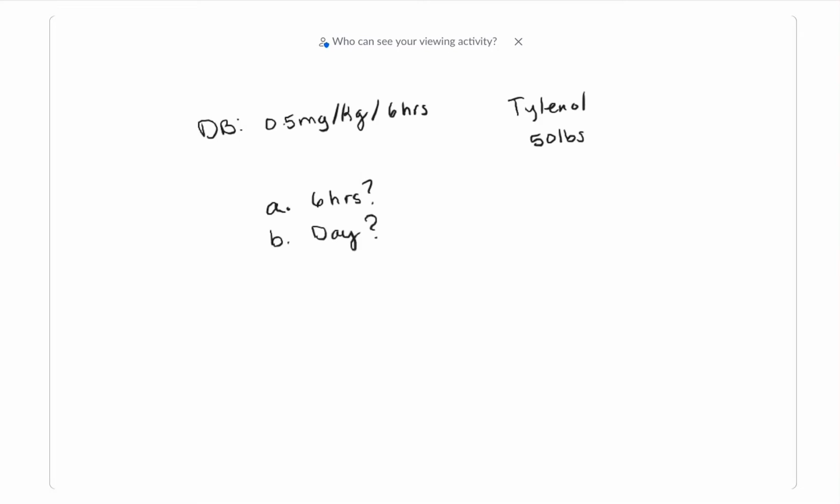So again, the drug book says that you can give 0.5 milligrams for every kilogram every 6 hours of Tylenol. The child weighs 50 pounds. My first question is, how much can you give every 6 hours, every dose? And then how much are you giving for the whole day? Let me attempt to do this.